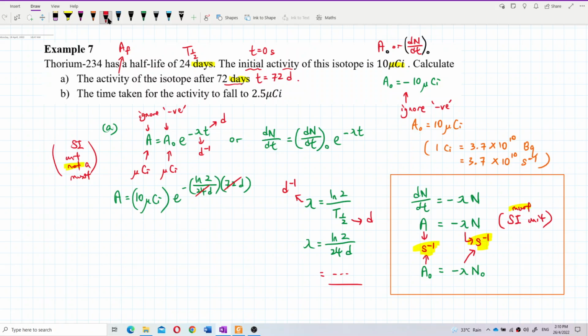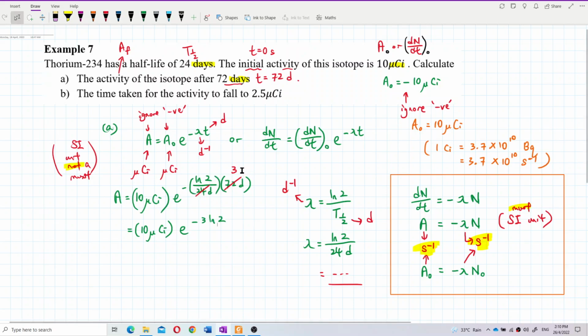72 divided by 24 is equal to 3. So let's calculate. So this one I got 10 microcurie exponent negative 3 ln 2, isn't it?